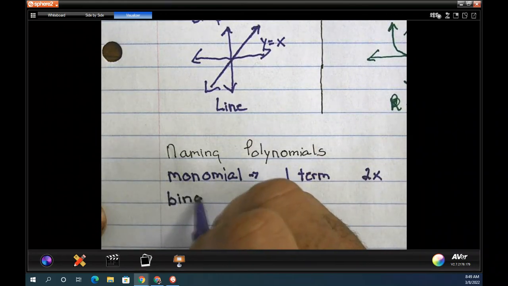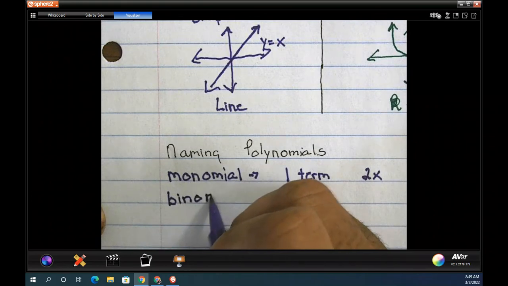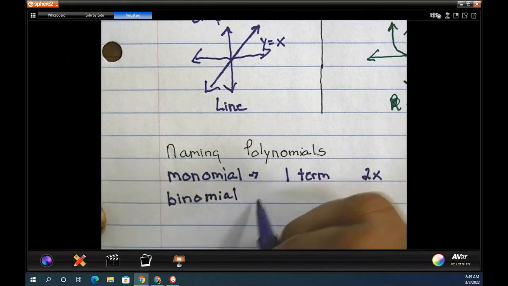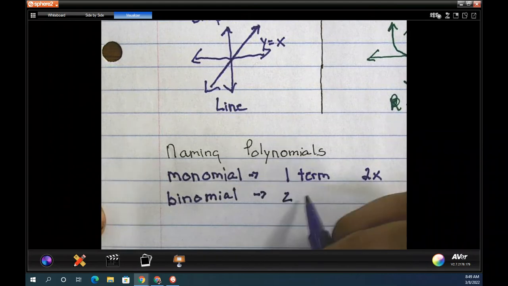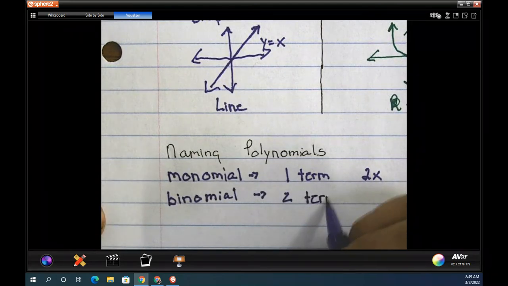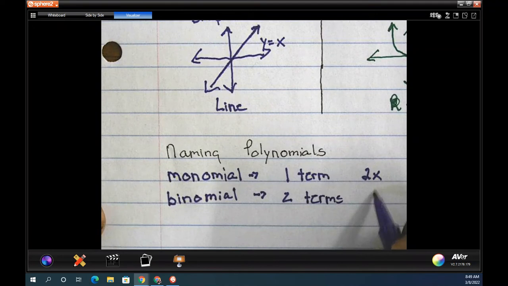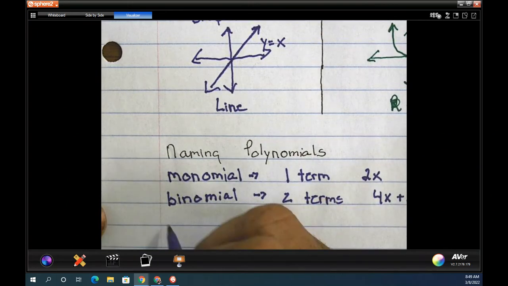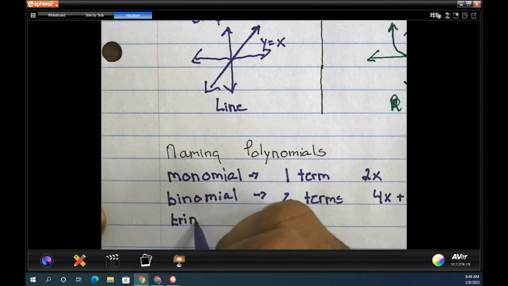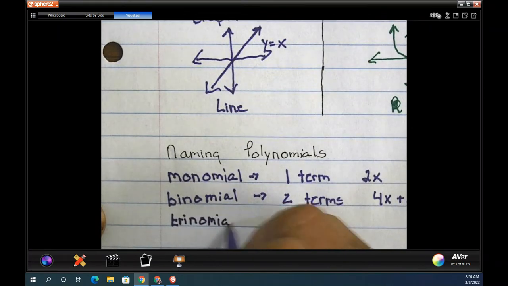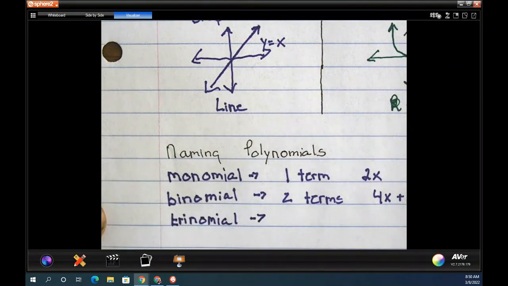Binomial. Guess how many terms that one has? Two. Two terms. So that could be like 4x plus 5. All right. Last one. Trinomial. Guess how many terms that has? 3. Oh, Hannah. So that has 3 terms.